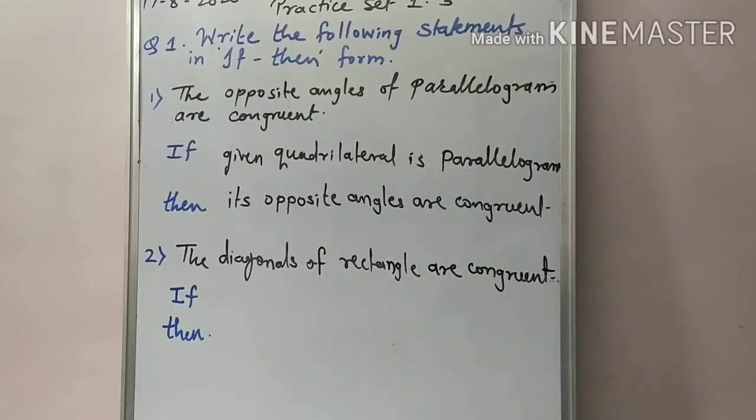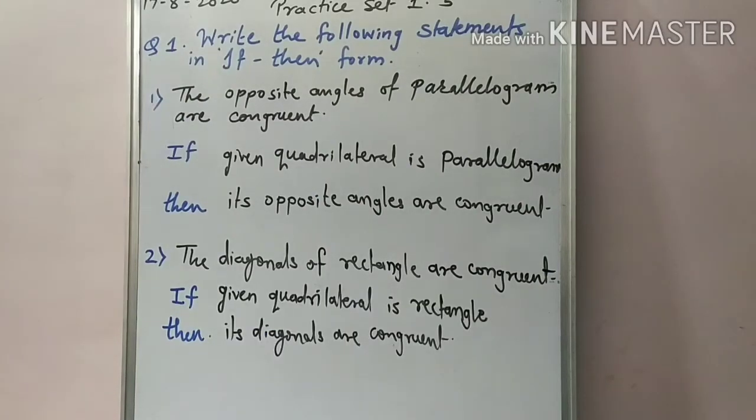Okay, getting this? Now try the second one: the diagonals of a rectangle are congruent. Here is a property of a rectangle about its diagonals, and a rectangle is again a quadrilateral. So, if the given quadrilateral is a rectangle, then its diagonals are congruent. Understood? For 1 or 2 mark questions in the exam, you may be asked to write the given statements in conditional or if-then form.